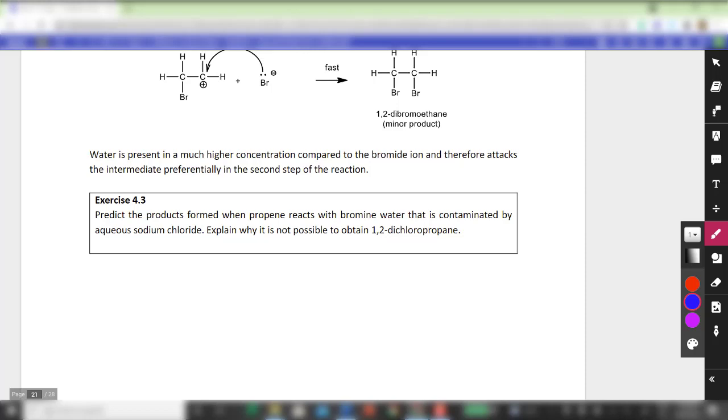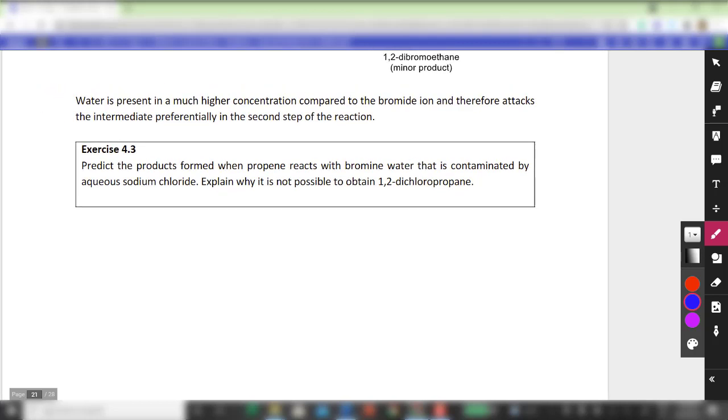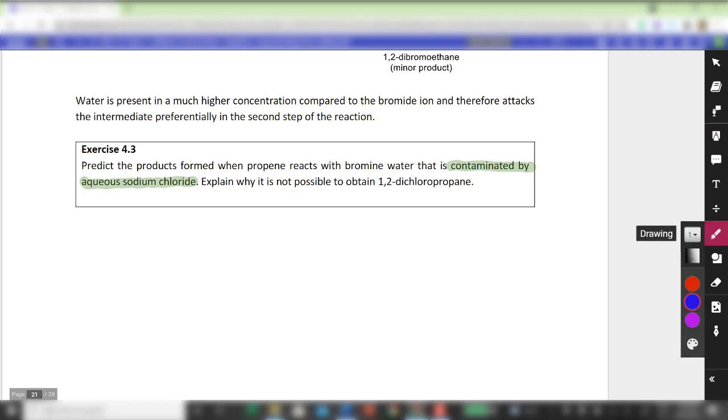We have an exercise 4.3 here. You're asked to predict the product formed when propene reacts with bromine water that is contaminated. Let me highlight this interesting line: contaminated by aqueous sodium chloride. And then you're supposed to explain why it is not possible to obtain 1,2-dichloropropane.